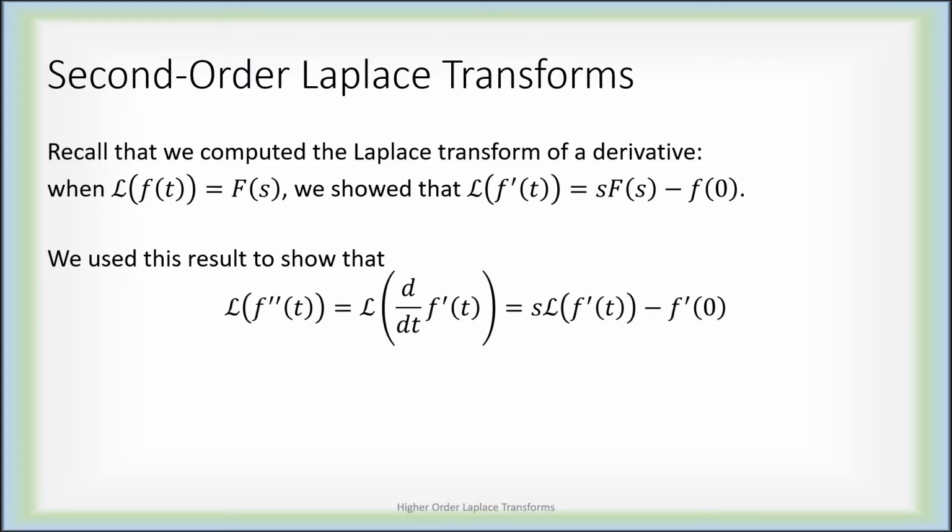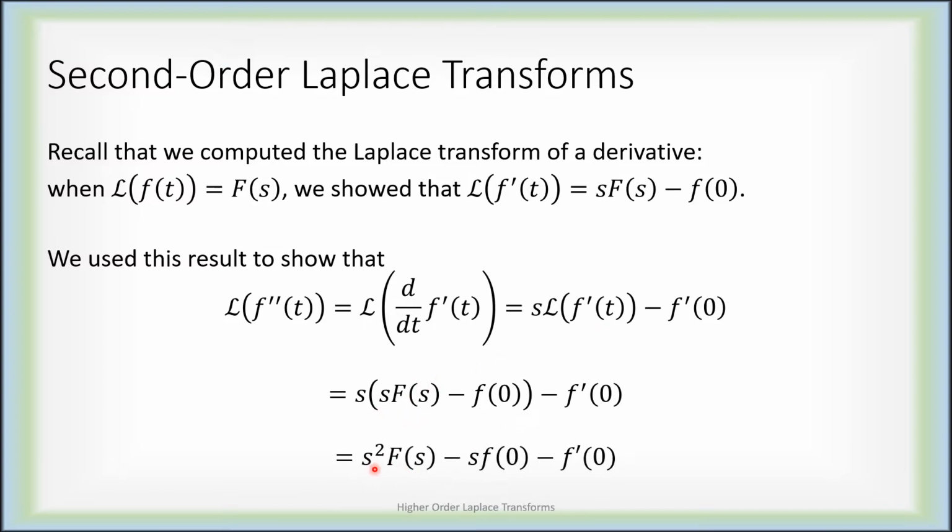Specifically, we just took the second derivative of f and treated it like the first derivative of the first derivative. So, having the derivative of f prime here, we simply put the Laplace transform of f prime there, minus f prime of 0. Then we know how to take the Laplace transform of f prime. It's s F of s minus little f of 0. And we distributed this to get s squared capital F of s minus s little f of 0 minus little f prime of 0. And we did this to take the Laplace transform of second-order differential equations.